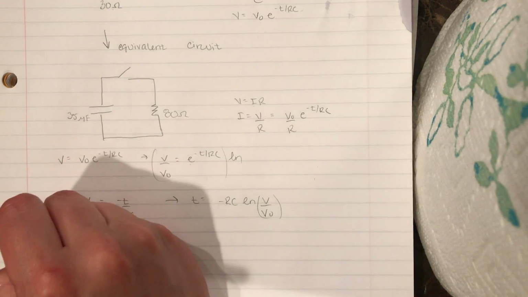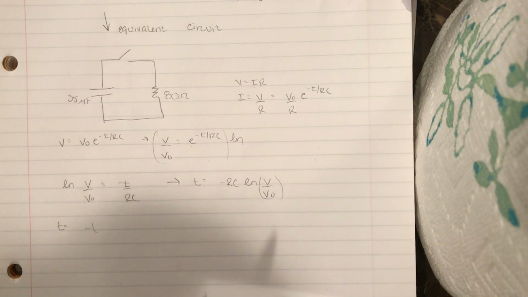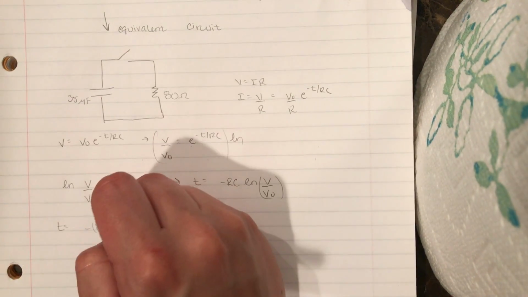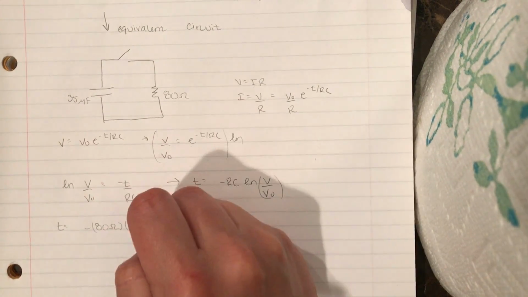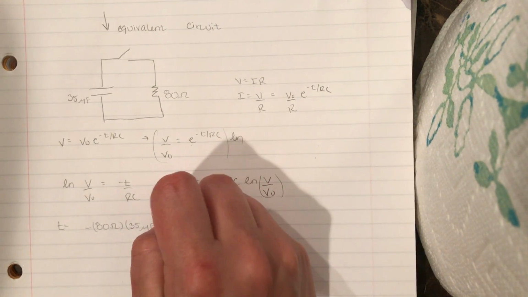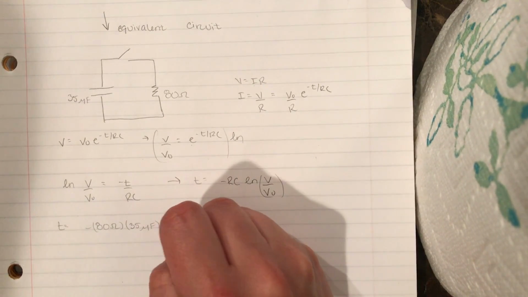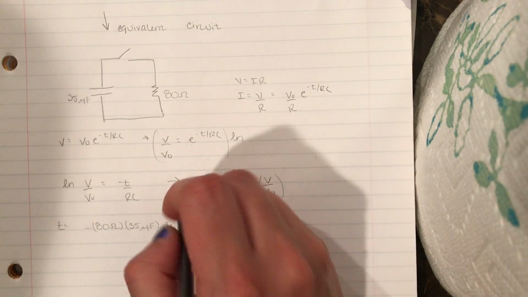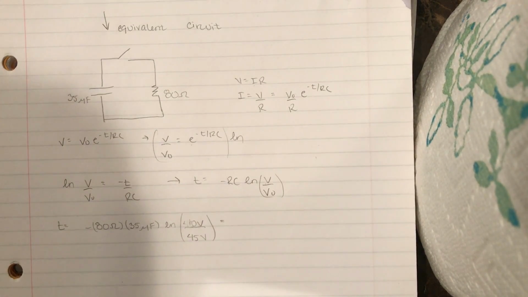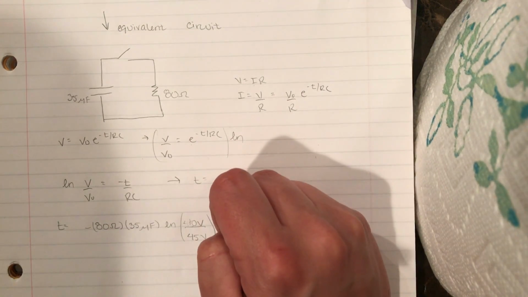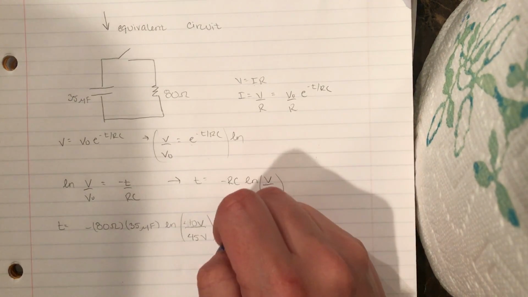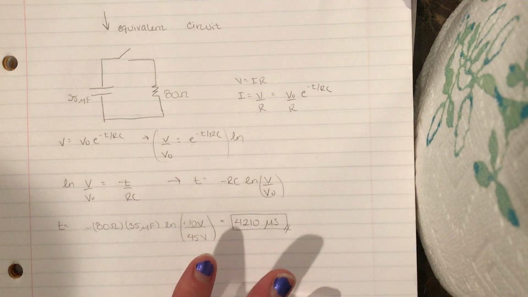Okay, so we can plug in our numbers. R is going to be our equivalent resistance, so our 80 ohms. C is going to be our equivalent capacitance, so 35 microfarads. Our initial voltage was 45, so that's V naught, and the voltage that we're looking at is 10 volts, so that goes up there with V. If we plug that into our calculator, we get 4,210 microseconds, or 4.21 milliseconds.